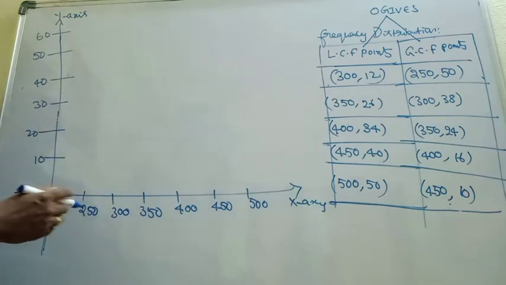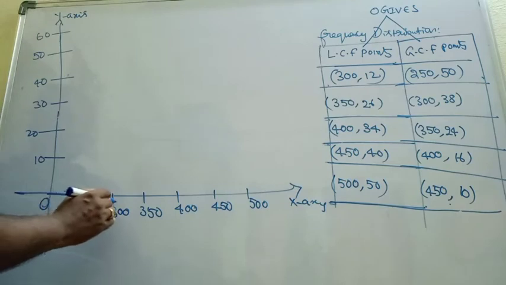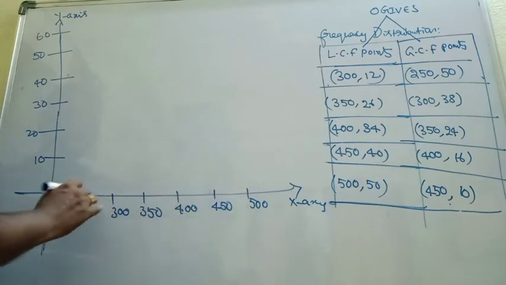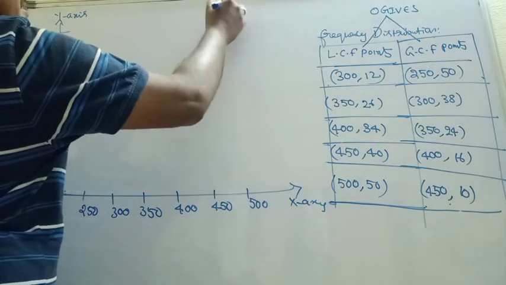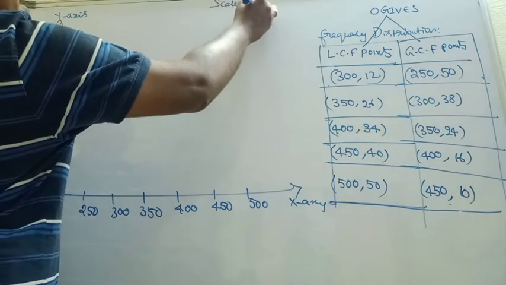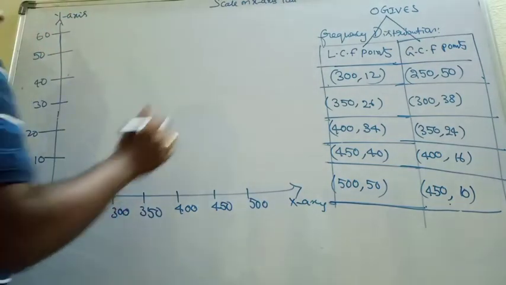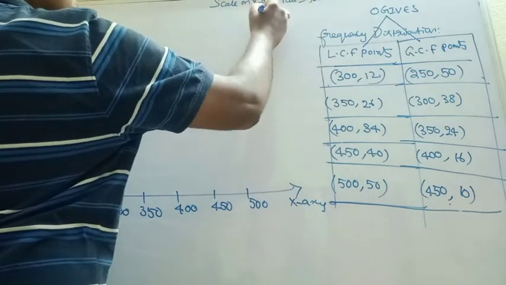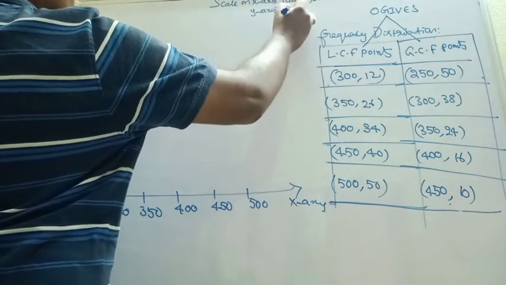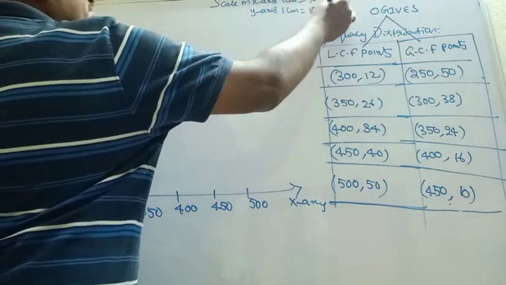For this, the x-axis is nothing but the x coordinates. That's why we have taken the x-axis as 250, 300, 350 like this. The scale we can also mention here. On the x-axis, 1 centimeter is equal to 50 units, and on the y-axis we have taken 1 centimeter is equal to 10 units.